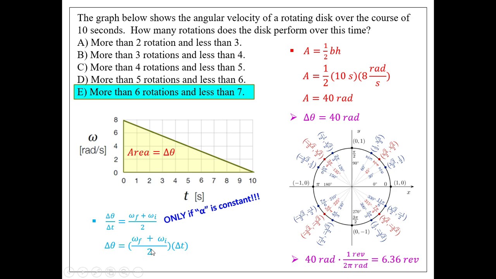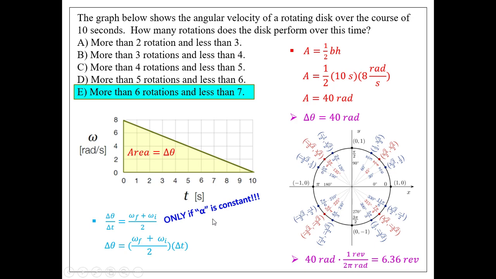So I'm just going to go ahead and isolate for delta theta, the change in theta, by multiplying both sides by t. Ultimately here, if you think about it, you have everything you need. Omega f is 0 because at 10 seconds it comes to a stop based on the graph. Omega i is 8 because the graph said so. And then you divide it by 2 because that's part of the function.